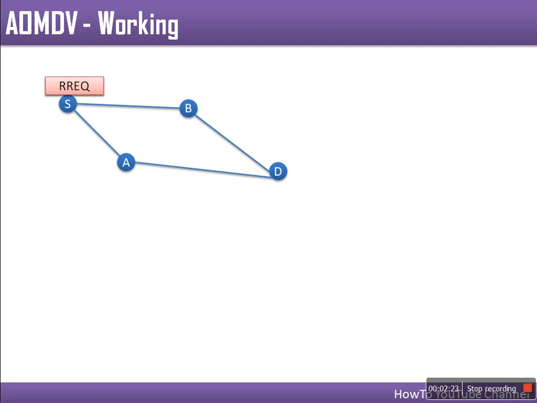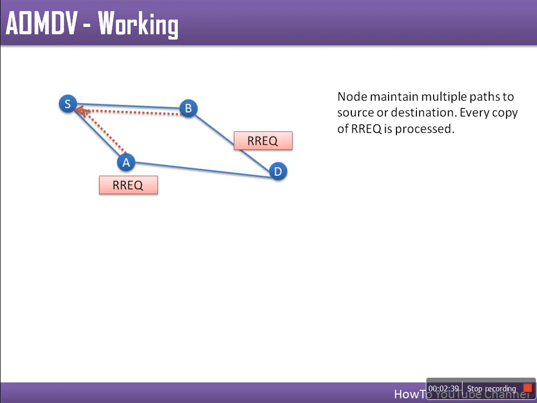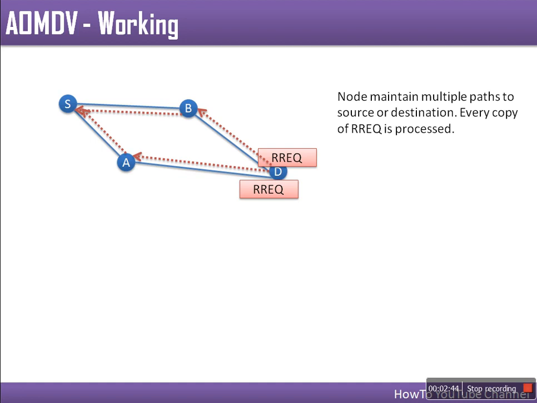Whereas in the AOMDV routing protocol, a node is allowed to receive multiple route request packets and set reverse paths. So it is possible that one node has multiple paths to another node. Here is how things work. Node D receives two route request packets, so it will set two paths. So this node has two options: it can send its data either using this path or using this path. This is the way AODV is different from AOMDV routing.